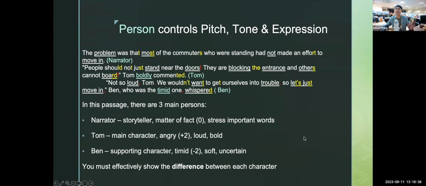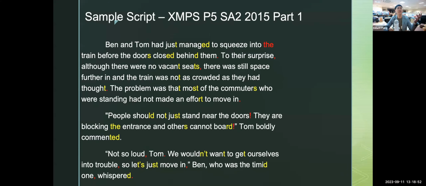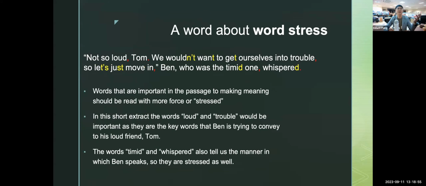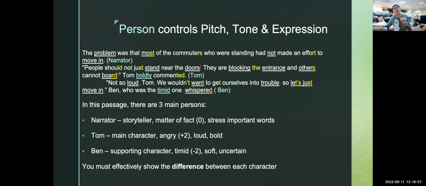Okay, so the final P. So we've talked about punctuation, pronunciation, and, suddenly the last P just slipped from me, person, right? So now we're going to talk about person, okay? So punctuation and pronunciation are pretty straightforward.